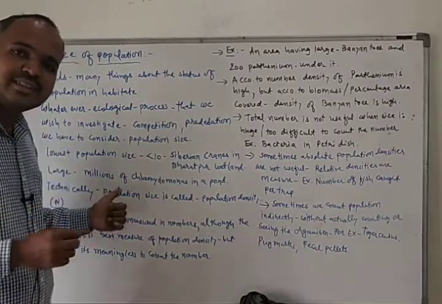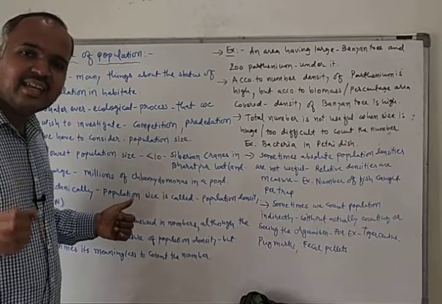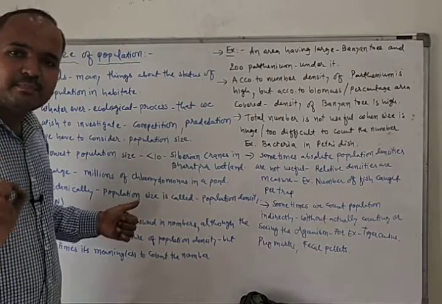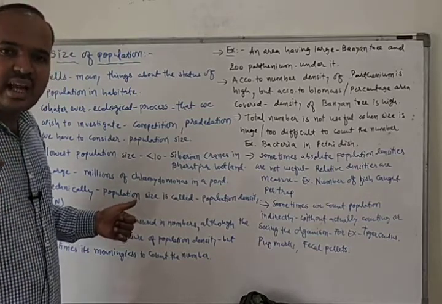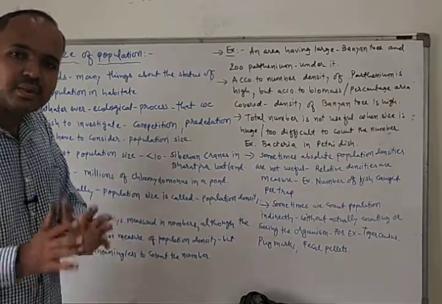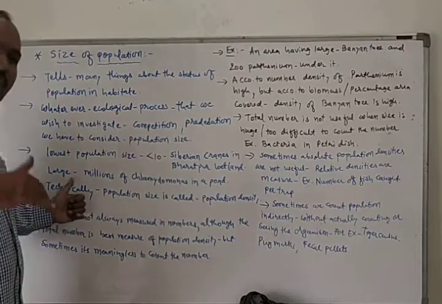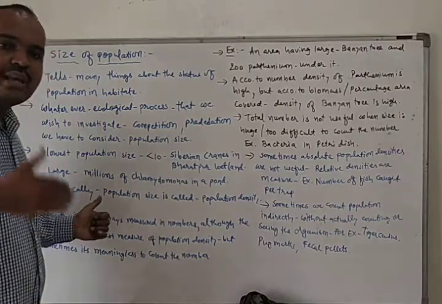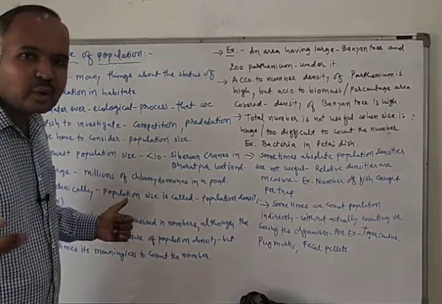So there are two examples of small and large population size. The small population size example is fewer than 10 Siberian cranes in Bharatpur wetland every year. And population size can be large also, like millions of Chlamydomonas found in a pond.